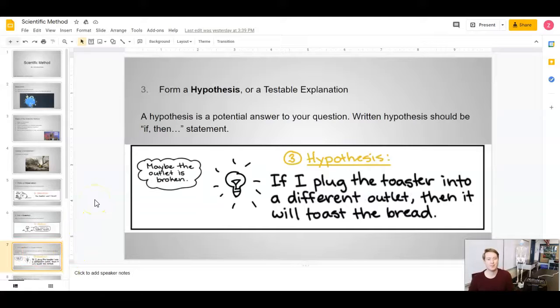Next, step 3, you form a hypothesis. A hypothesis is a potential answer to your question, and it should be written as an if-then statement. So you think, okay, why wouldn't the toaster be working? It's not heating up. Maybe something is wrong with the outlet. So what could I do? In my hypothesis, I come up with, if I plug the toaster into a different outlet, then it will toast the bread.